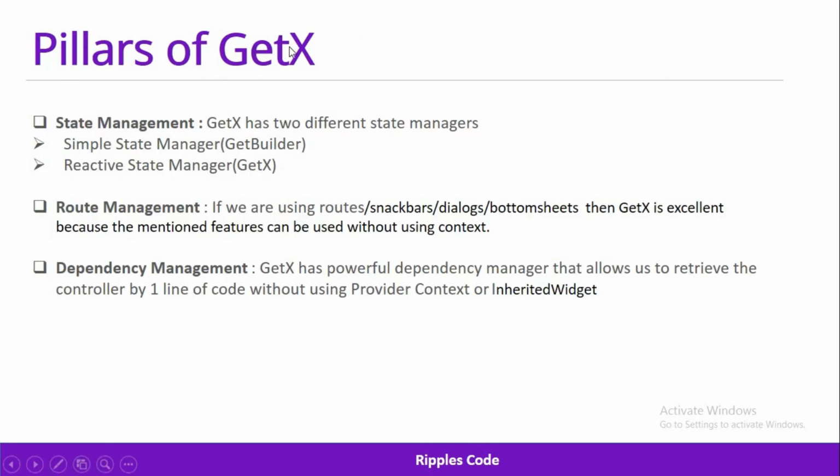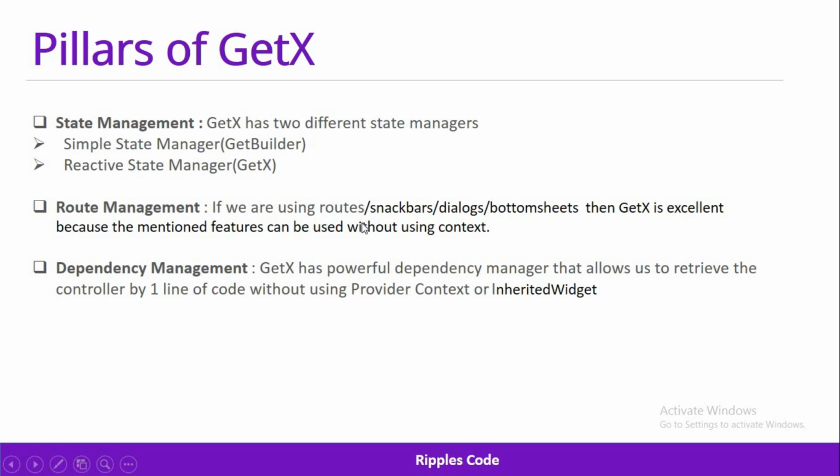Now what are the three pillars of GetX? The first pillar is state management. GetX has two different state managers. The first one is the simple state manager, which is done with the help of GetBuilder. And the second one is the reactive state manager, which is done with the help of GetX and Obx. Now we have route management.